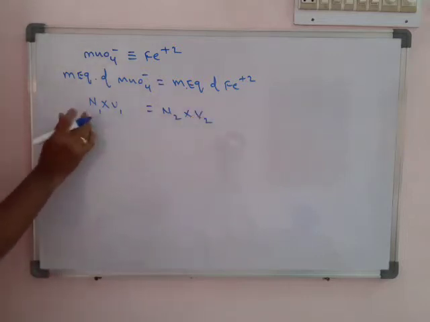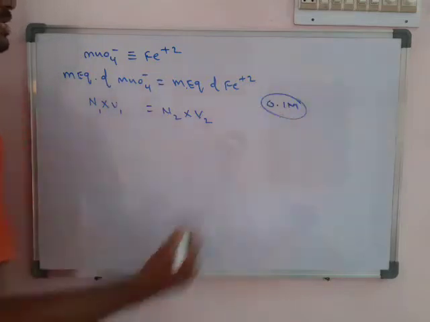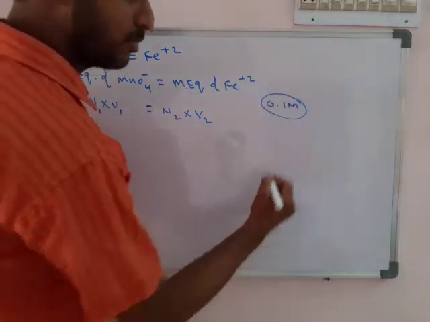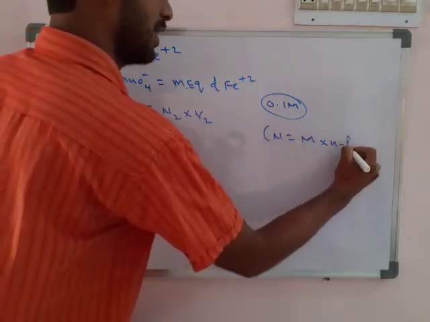So here normality is not given. For potassium permanganate, the molarity is given, 0.1 M. So already we know the relation between normality and molarity: normality is equal to molarity into n factor.